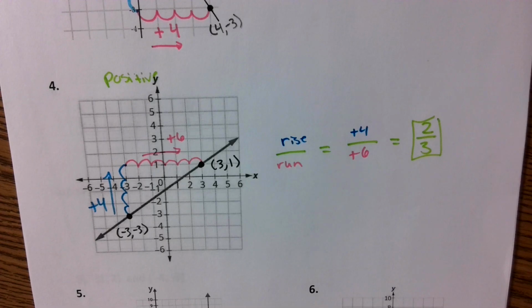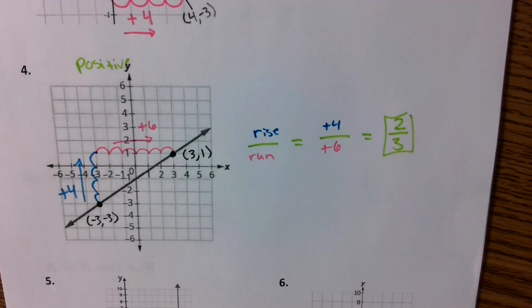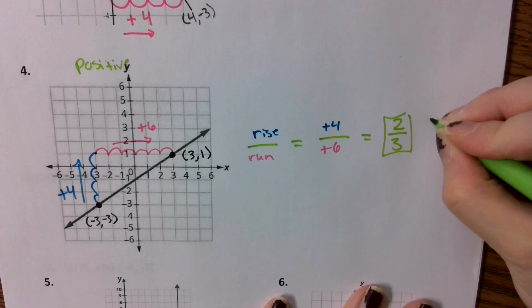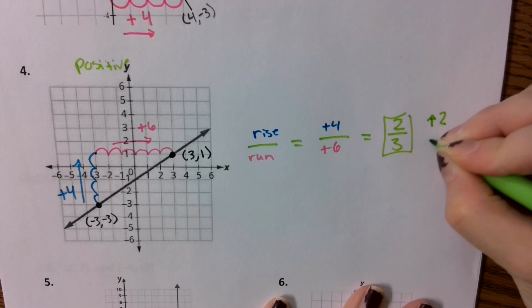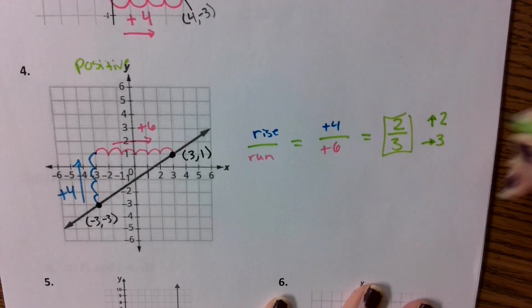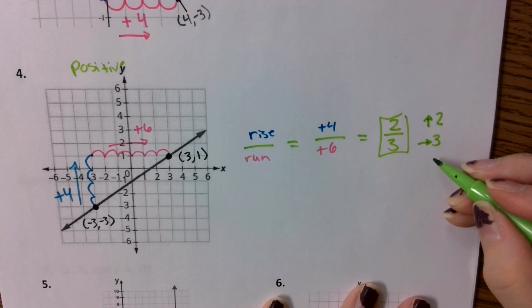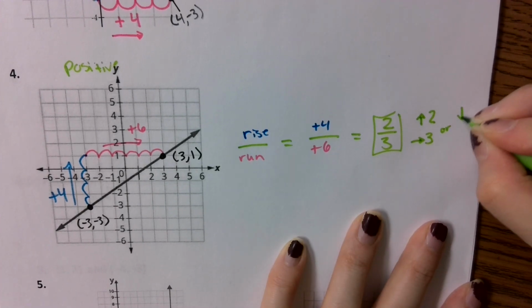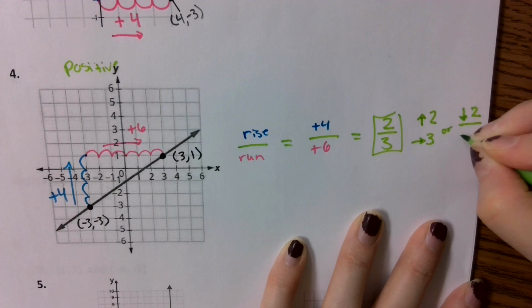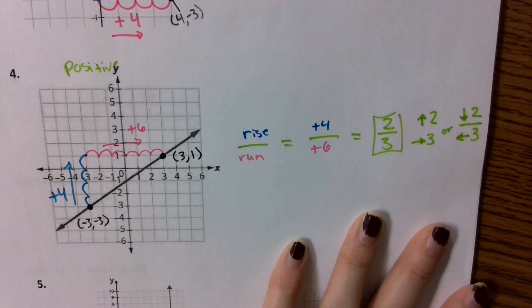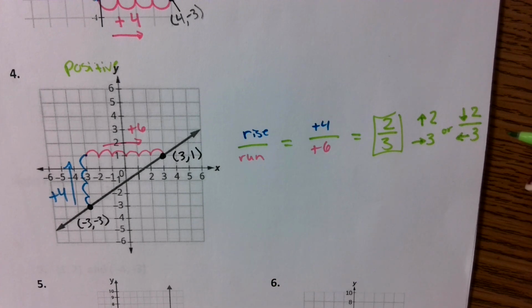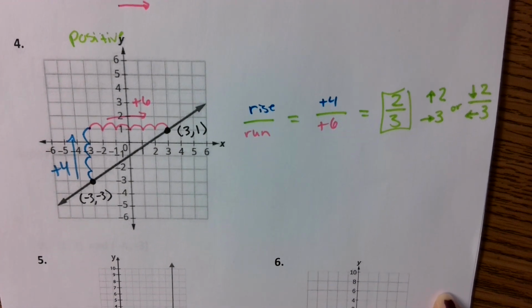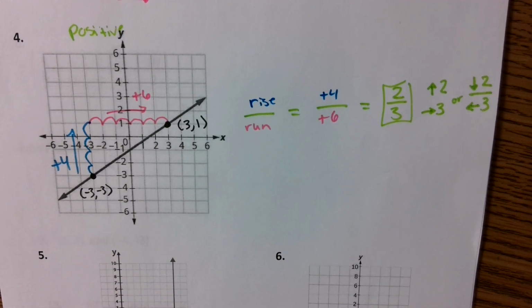Now, again, the fact that they are both positive, that means that we can either go up 2 and then to the right 3. A positive over a positive makes it a positive slope. Or we can do the direct opposite. Go down 2 and then to the left 3. That would be a negative over a negative. A negative over a negative is also a positive. Okay, so you have to keep in mind that you are able to move in both directions.